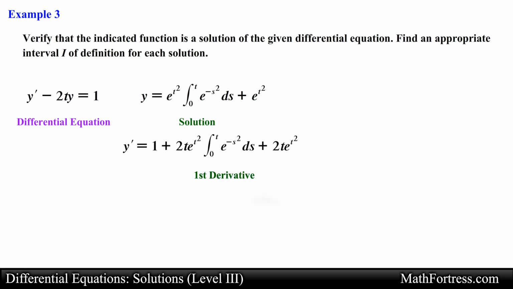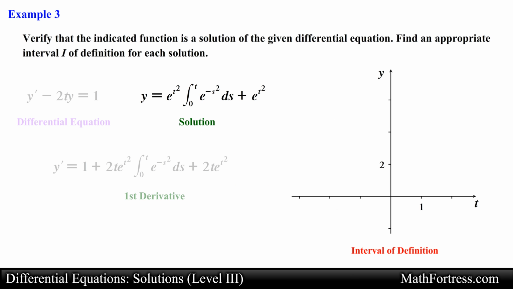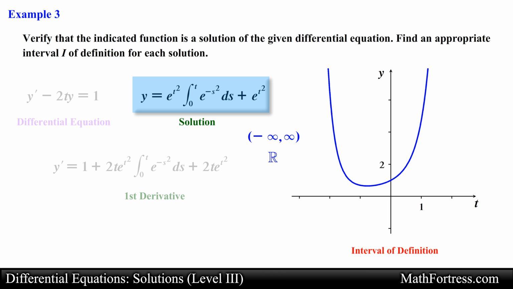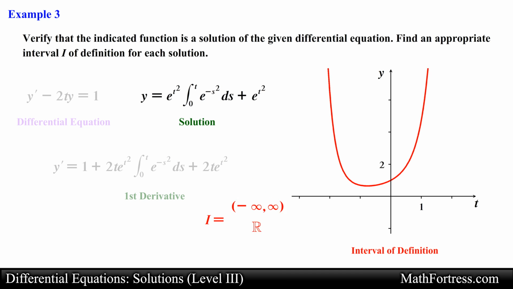The last thing to do is to find an appropriate interval of definition. For the most part, the domain of exponential functions and power functions, such as x squared, is all real numbers. The graph of this function is represented as follows. This function is essentially defined from negative infinity to positive infinity, and this will be our interval of definition.